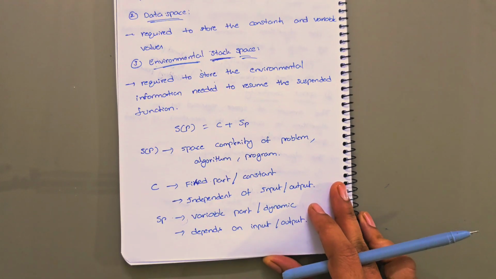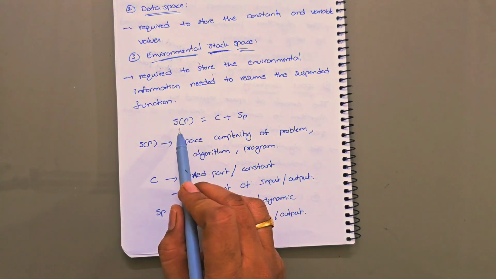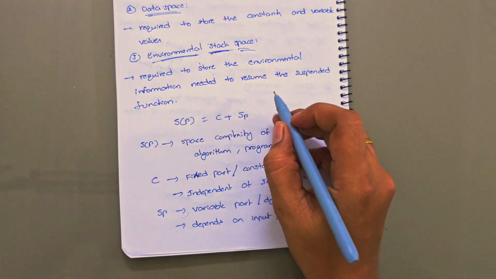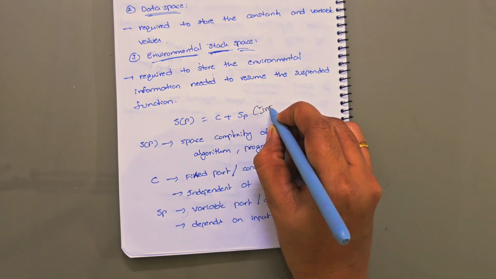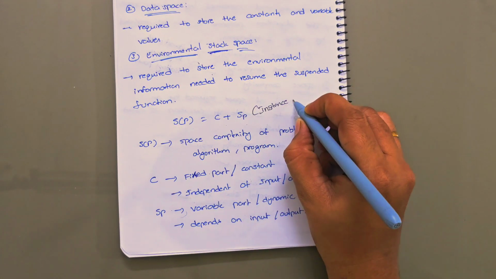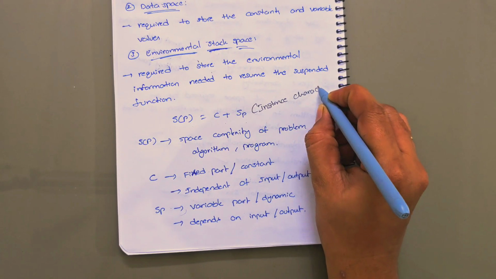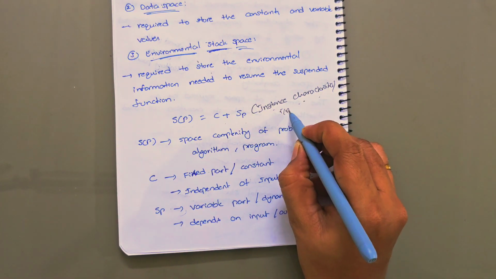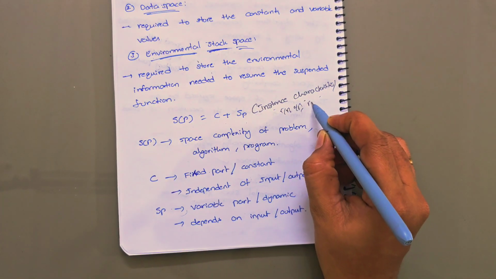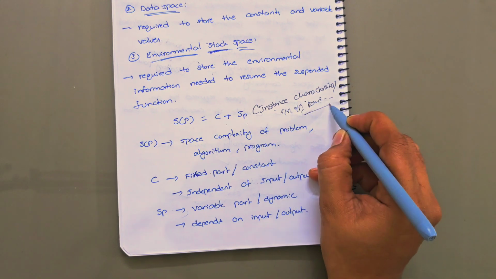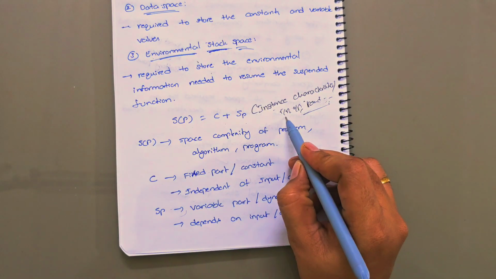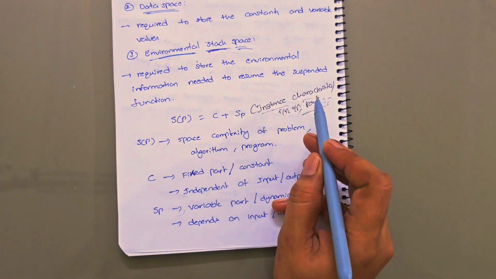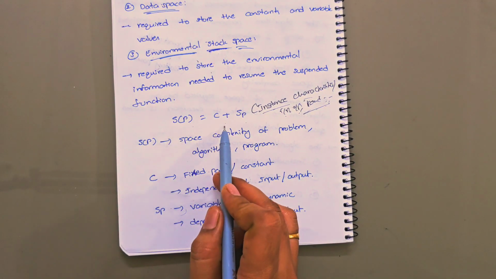So how to calculate space complexity for an algorithm? The formula is S(P) = C + S_P. Here S_P is the instance characteristics. Instance characteristics are input, output, load, read; all these come under instance characteristics. So S(P) = C + S_P.